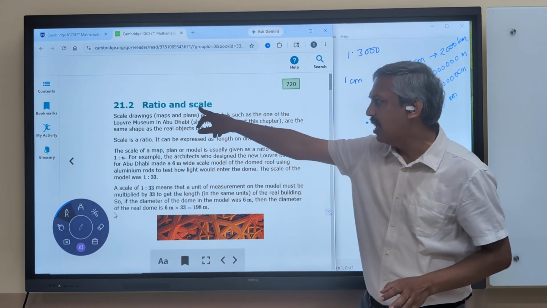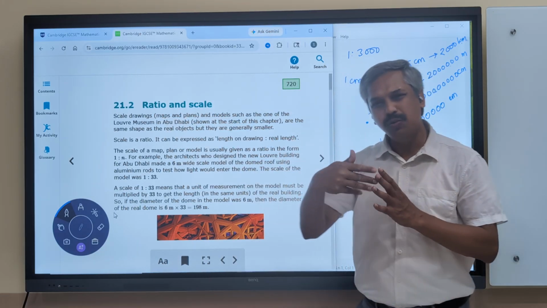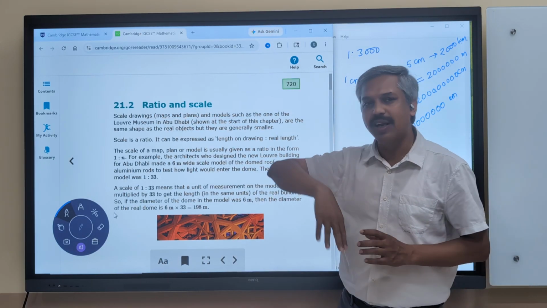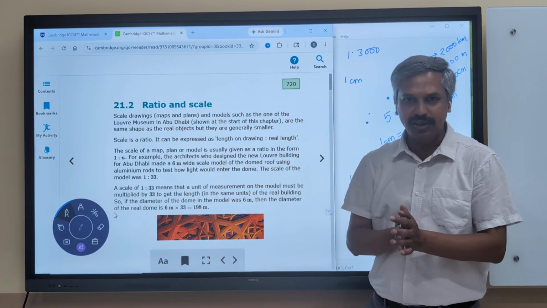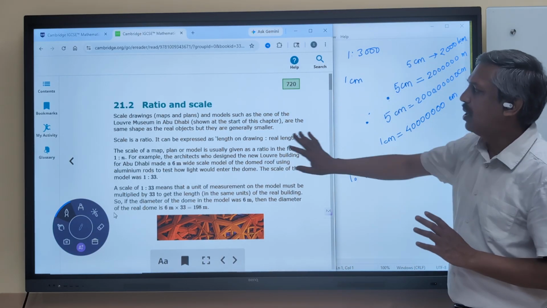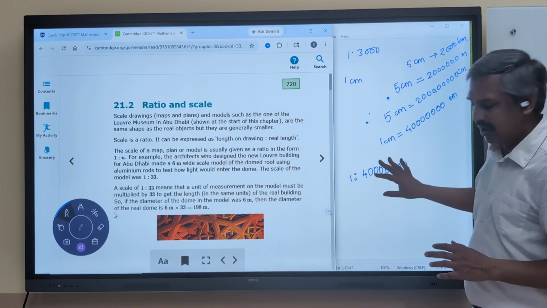But when we write scale, we are using the same units, because a ratio is basically used between quantities of similar units. Then it is further generalized and you can use different units as well. But basically you keep the unit the same. So what is there in the scale is based on this logic.